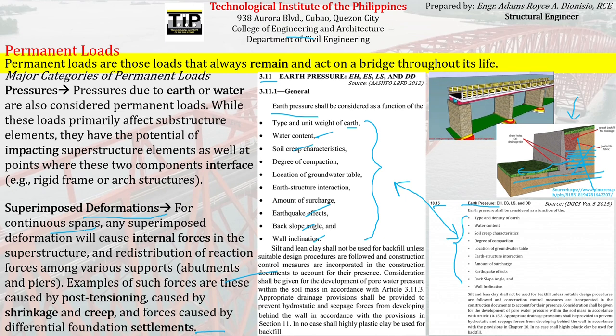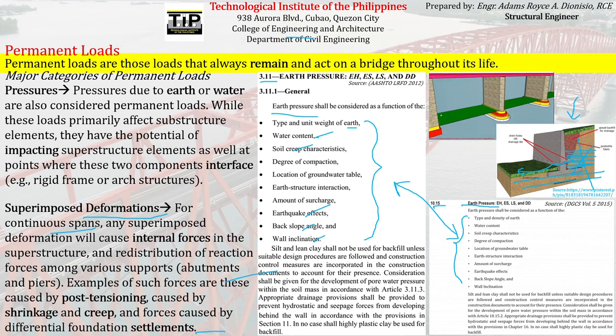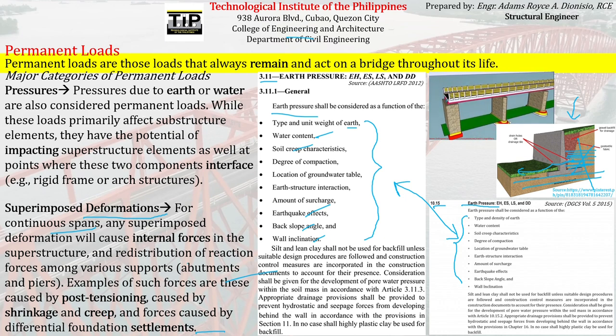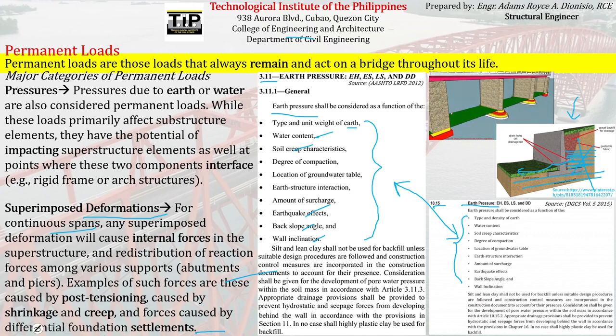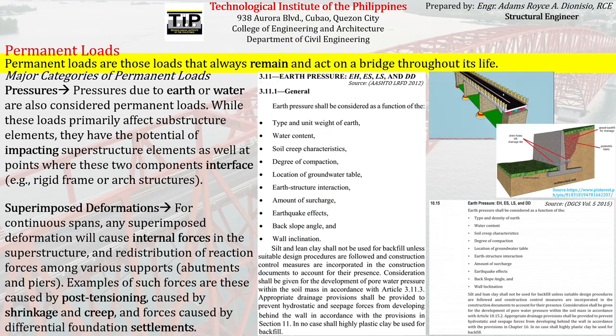For continuous spans, any superimposed deformation will cause internal forces in the superstructure and redistribution of reaction forces among various supports, so abutments and piers. Examples of such forces are those caused by post-tensioning, caused by shrinkage and creep, and forces caused by differential foundation settlements. So yung mga deformation na yan that is being experienced by our bridge structure in general. Again, just like what I mentioned a while ago, may effect yan sa bridge itself natin. Therefore, we have to consider them whenever we design bridges.